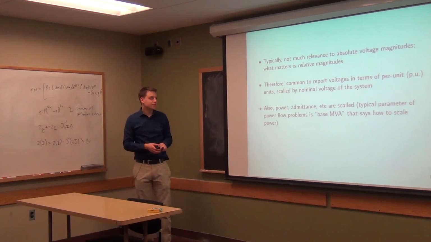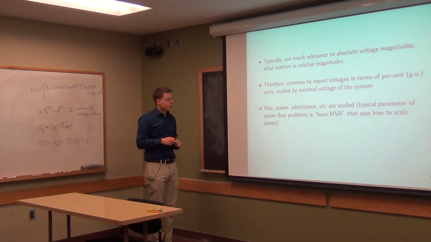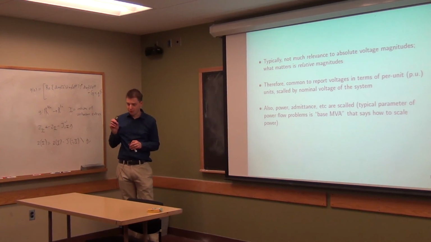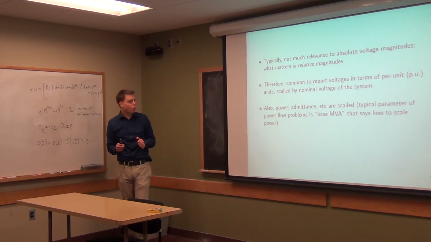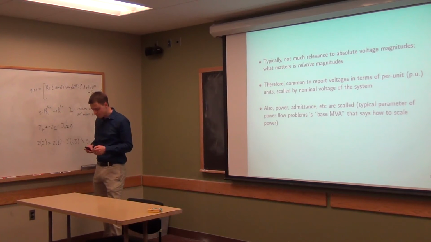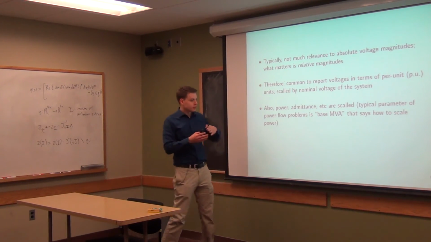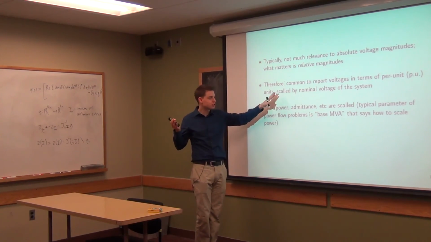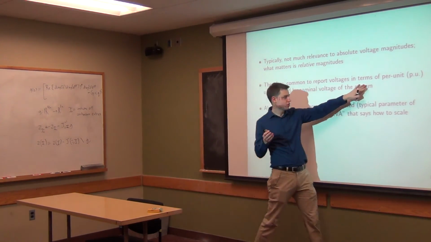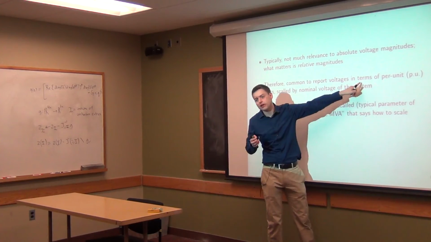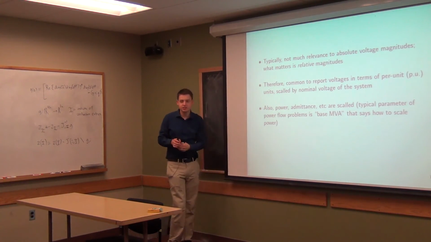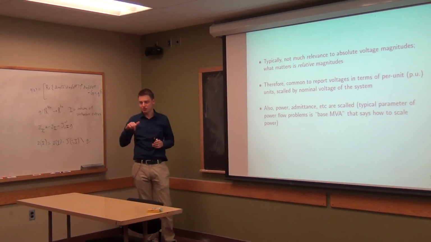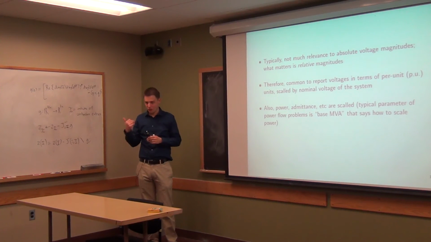So typically, we don't actually care about the actual magnitudes of the voltage. We just care about their relative magnitudes. So what is common to do is specify voltages not in terms of 750 kilovolts or 700 kilovolts, but in terms of what's called a PU, or per unit number, which essentially just means that the voltage is scaled to be on the order of 1.